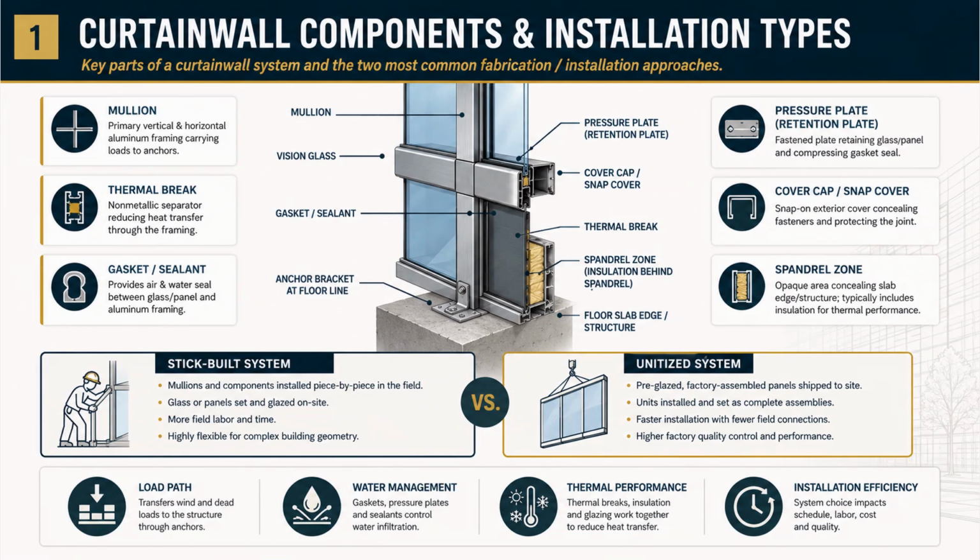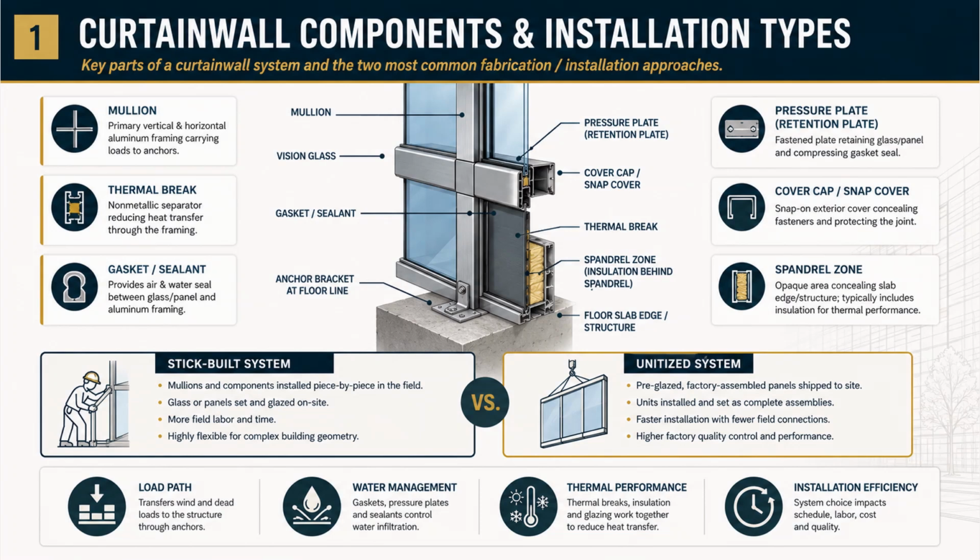The pressure plate, also called the retention plate, is a fastened plate that retains the glass or panel and compresses the gasket seal. The cover cap or snap cover is a snap-on exterior cover that conceals the fasteners and protects the joint. The anchor bracket at the floor line ties the system back to the structure at each floor. And the spandrel zone is the opaque area concealing the slab edge or structure, typically with insulation behind it for thermal performance.